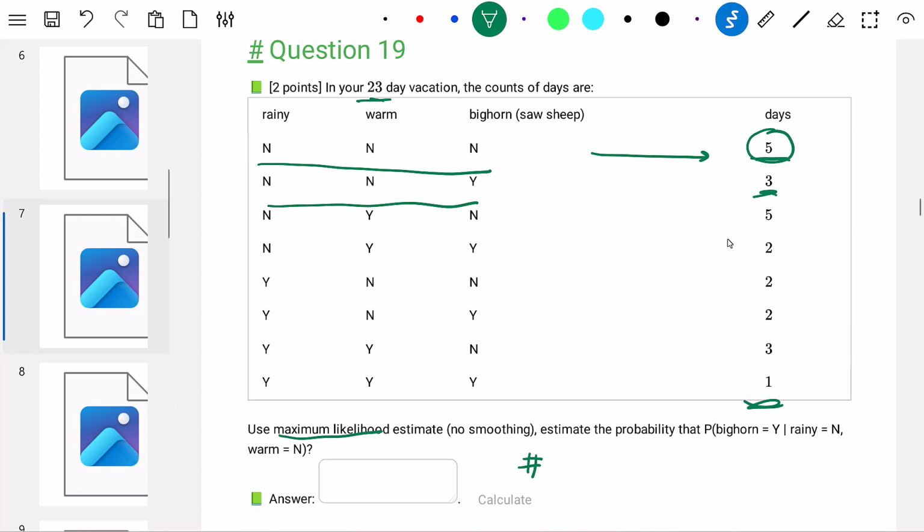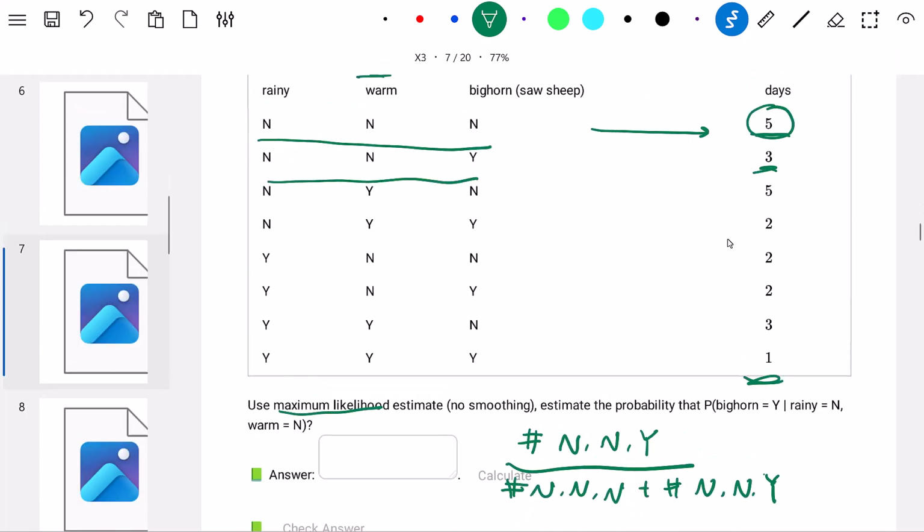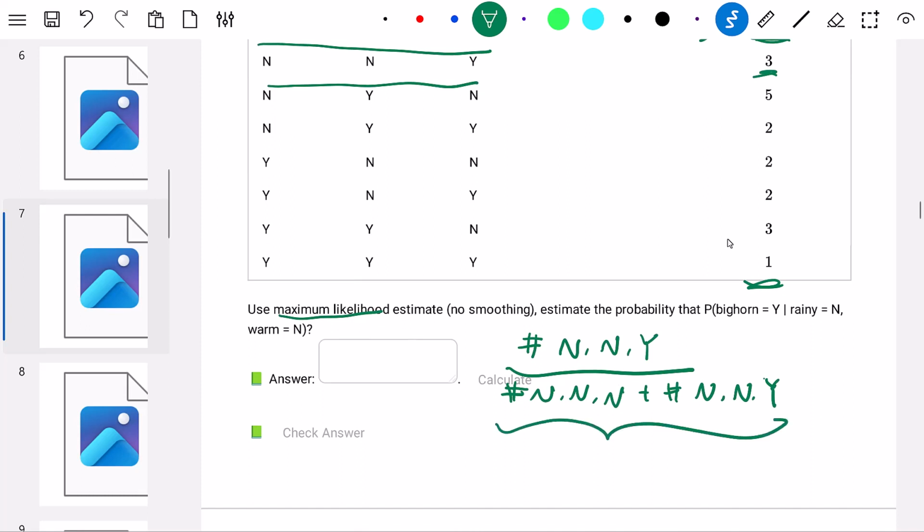we have rainy, which is n, and then warm, which is n, and then bighorn y. So we're counting the number of y, n, and y divided by the number of n, n, and y plus n, n, and n. The reason we want to do that is the sum of this is just the number of times rainy is n and warm is n, and we don't care what bighorn is.